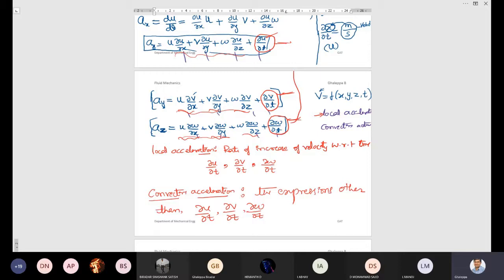For example, I will write one or two. u dou u by dou x is a convective term in x direction. Similarly, v dou u by dou y, velocity u in y direction, that is also a convective term. So don't be confused here. For time being, I have written only 2. The remaining you can see here: these three are convective acceleration along x direction, this is convective acceleration along y direction, and convective acceleration along z direction.